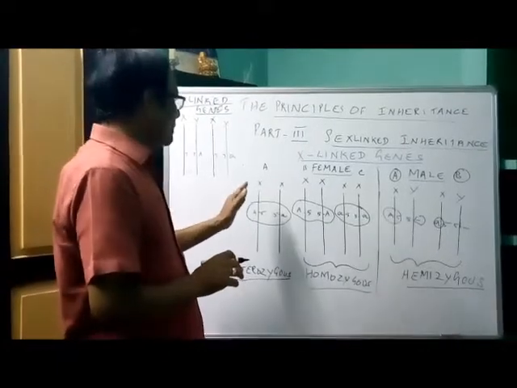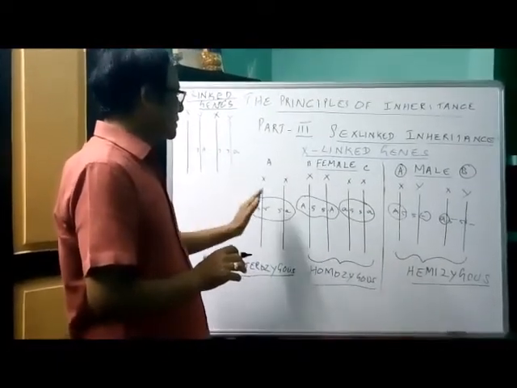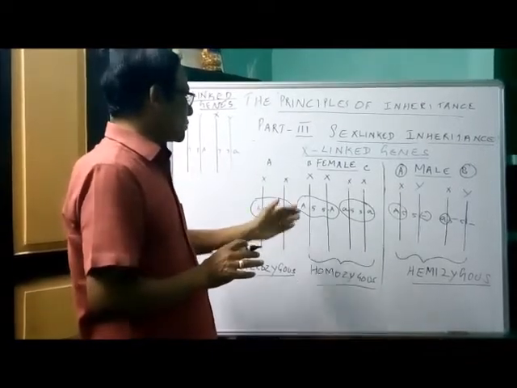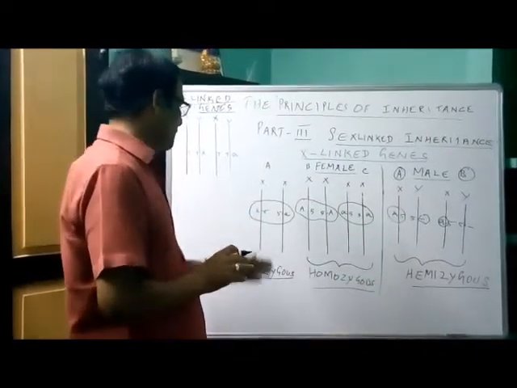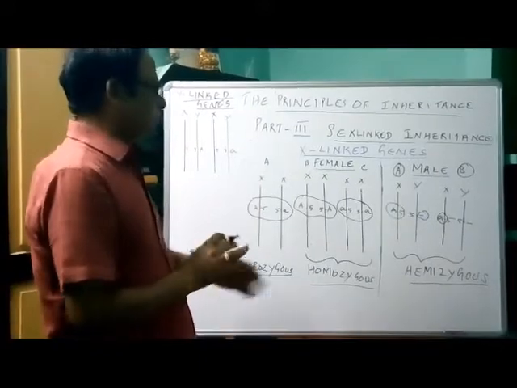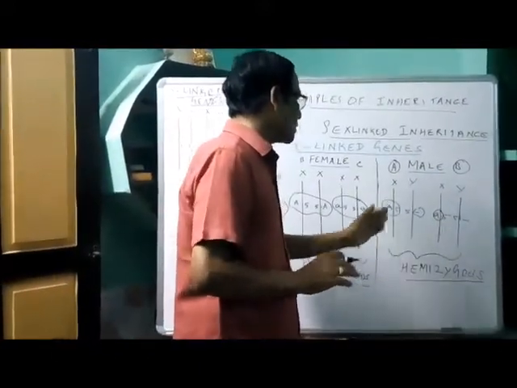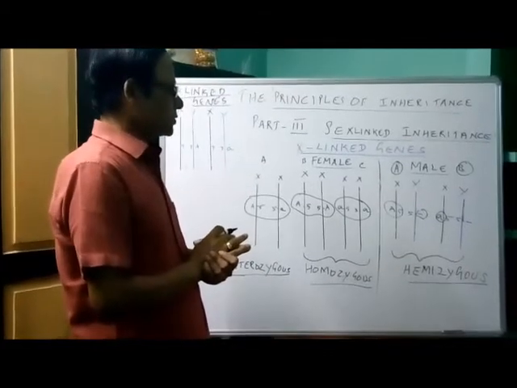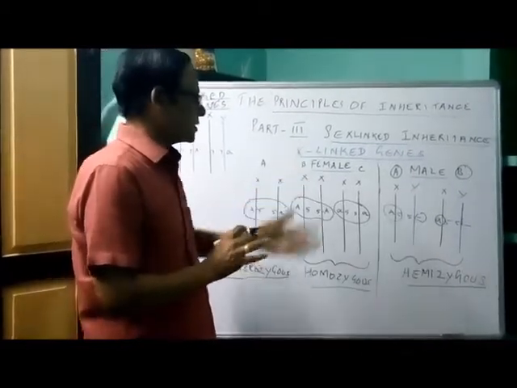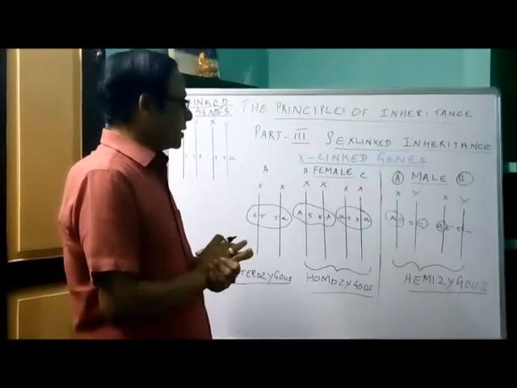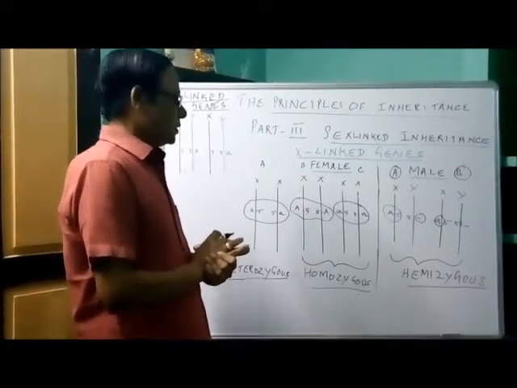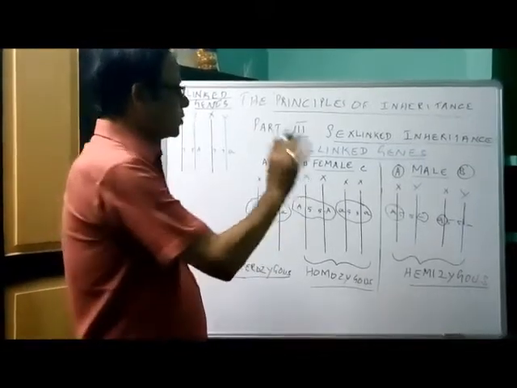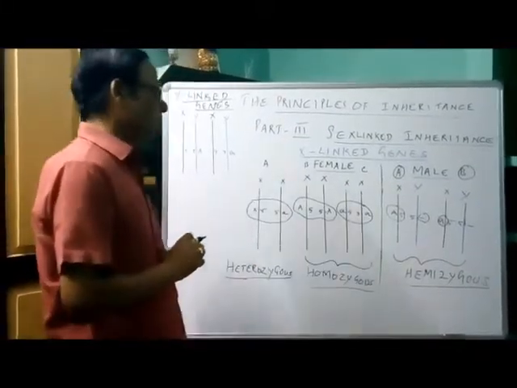So the females are homozygous or heterozygous for X-linked genes. Homozygous dominant or homozygous recessive. Now this is heterozygous dominant. The males are hemizygous. They have only one dominant allele or only one recessive allele in the X chromosome as far as the X-linked genes are concerned. So the X-linked gene has no corresponding allele in the Y chromosome. So that's why we have hemizygous.